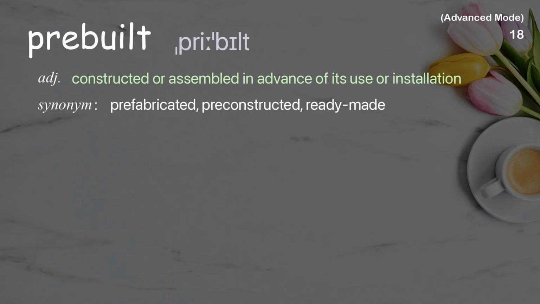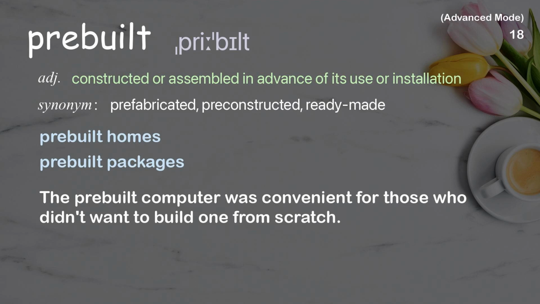Pre-built. Constructed or assembled in advance of its use or installation. Examples: Pre-built homes. Pre-built packages. The pre-built computer was convenient for those who didn't want to build one from scratch.